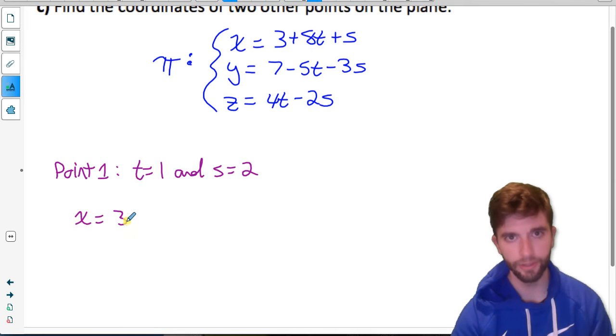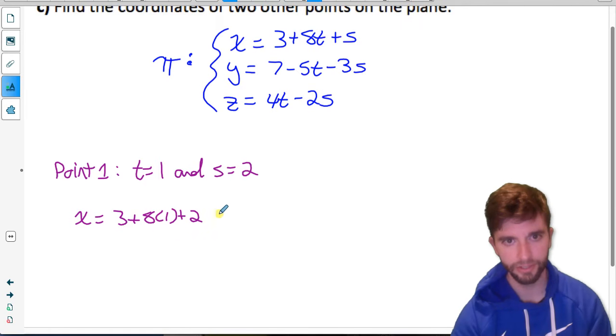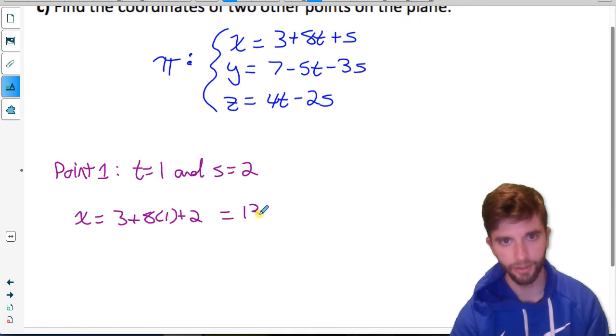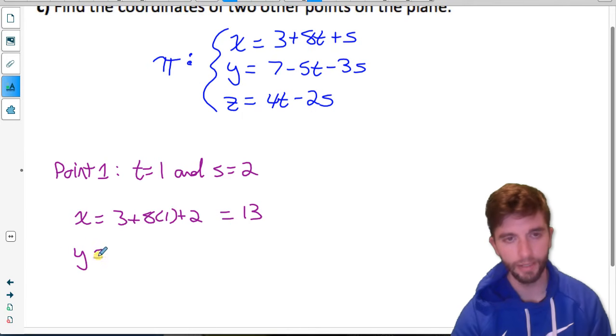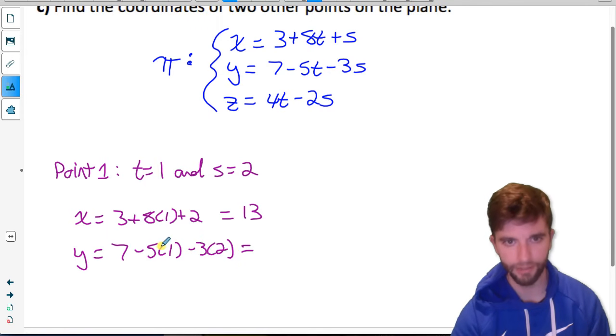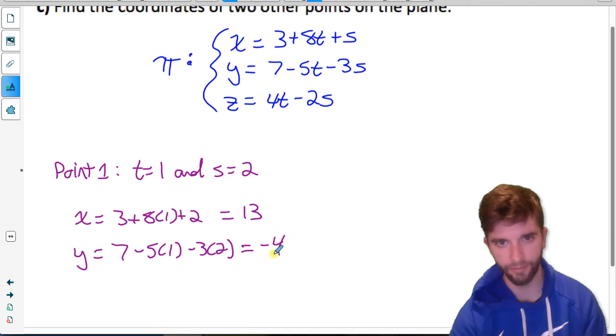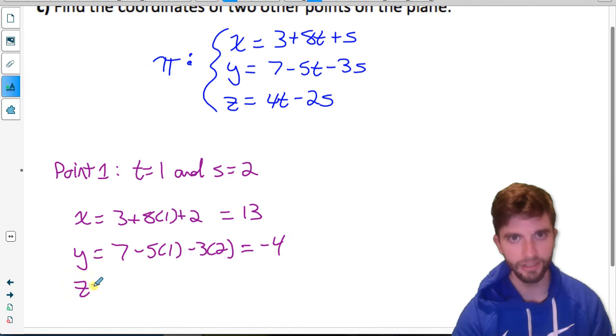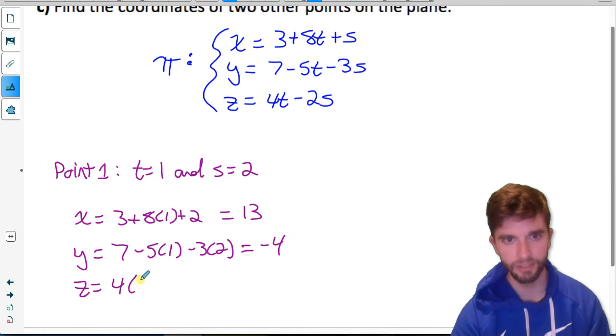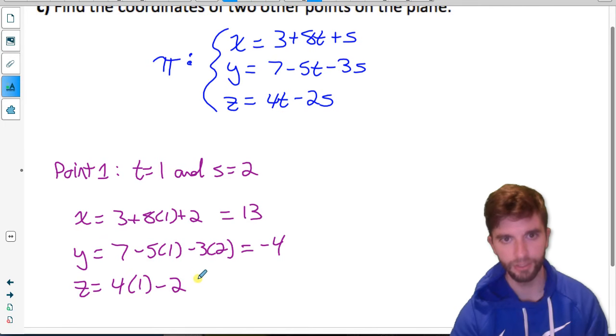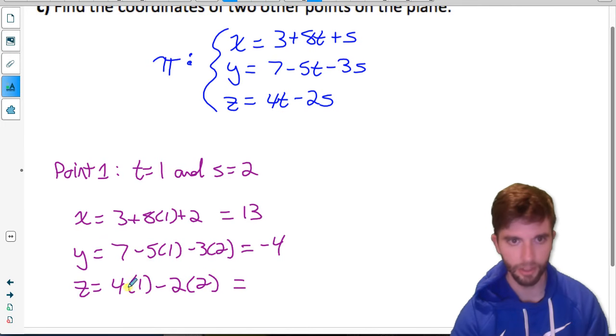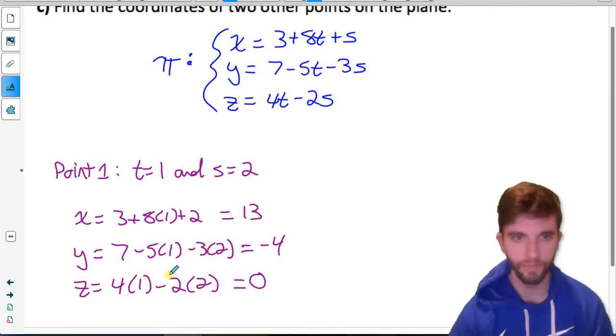X would equal 3 plus 8 times 1 plus 2. That would be 13. Y would equal 7 minus 5 times 1 minus 3 times 2. 7 minus 5 is 2, minus 6 is negative 4. And z would equal 4 times t, so 4 times 1, minus 2 times s, so 2 times 2. So 4 minus 4 is 0.